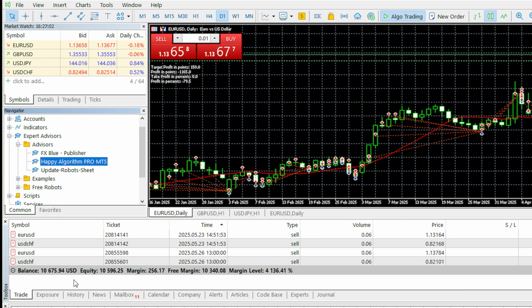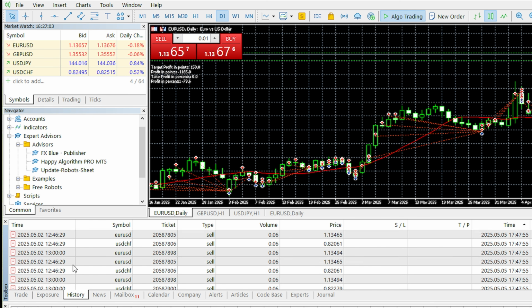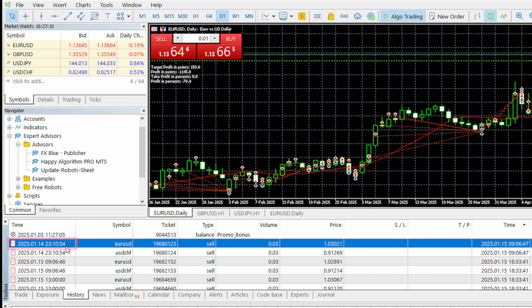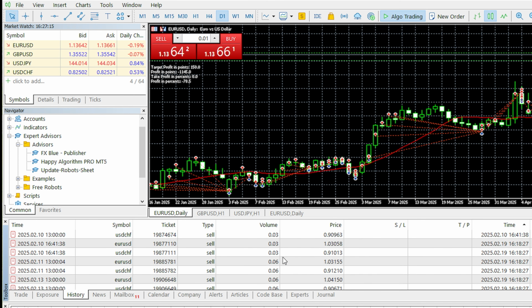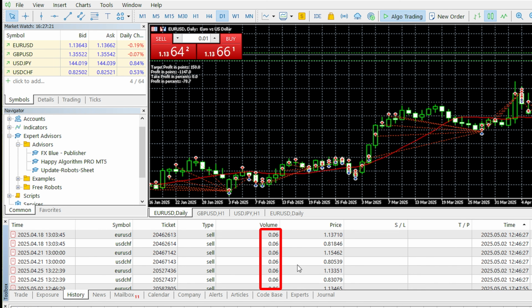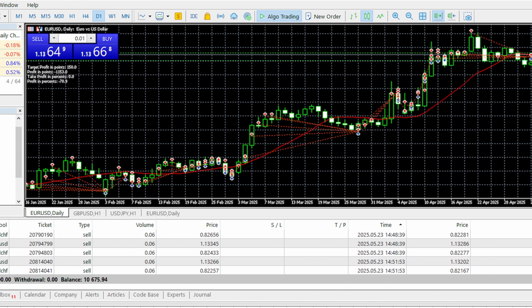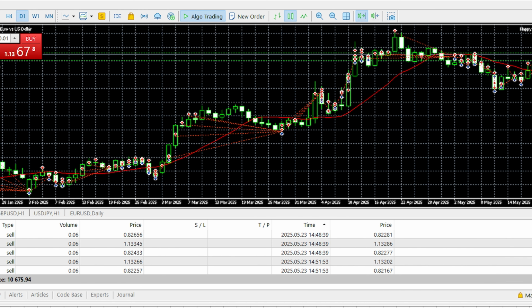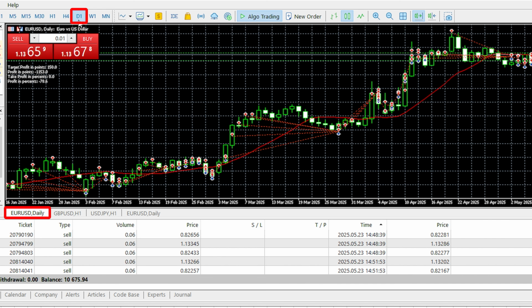I have started testing this expert advisor back in January this year, and you can see that initially I was trading it with 0.03, but then after I saw some steady performance, I increased to 0.06 and I've been trading it with this amount until the moment. Now in this 10K account, it made $675.94 and it is trading euro-dollar on the daily chart.